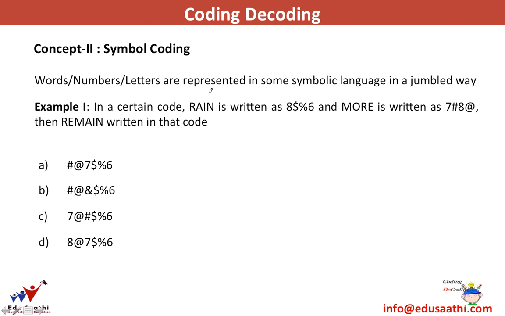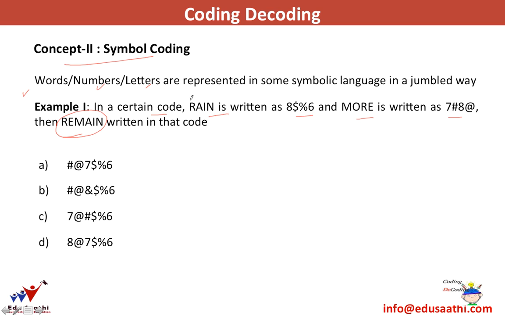Let's move on to the second concept, which is symbol coding. What happens here is that words, numbers or letters are represented in some symbolic language in a jumbled array. For example, in a certain code, rain is written as this, more is written like this. Then what is the code for remain? How do you solve these kind of questions?